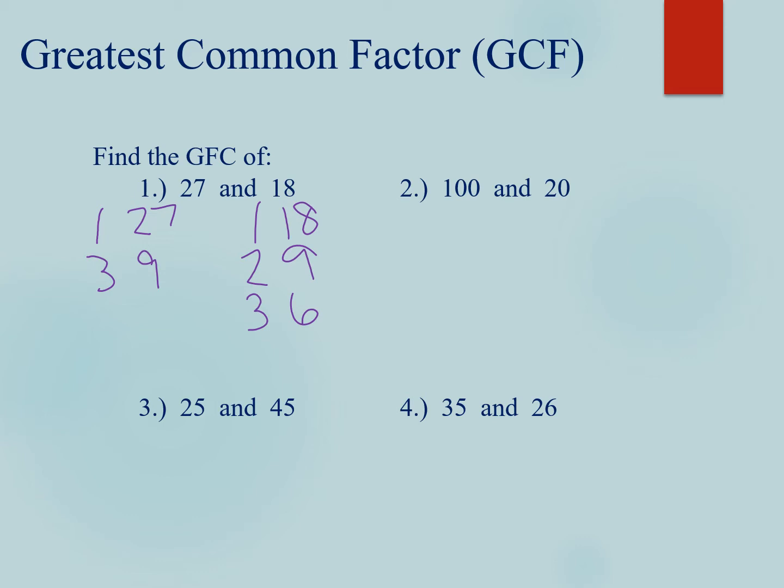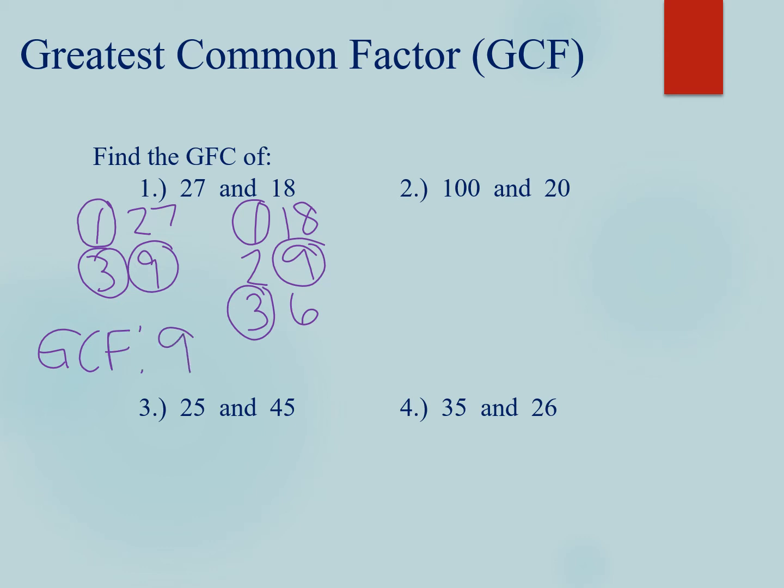Okay, so now if I want to find that greatest common factor, I'm going to find the ones they have in common. So they have 1 in common, they have 3 in common, and they have 9 in common. So their GCF is 9. That is the largest number that they have in common.